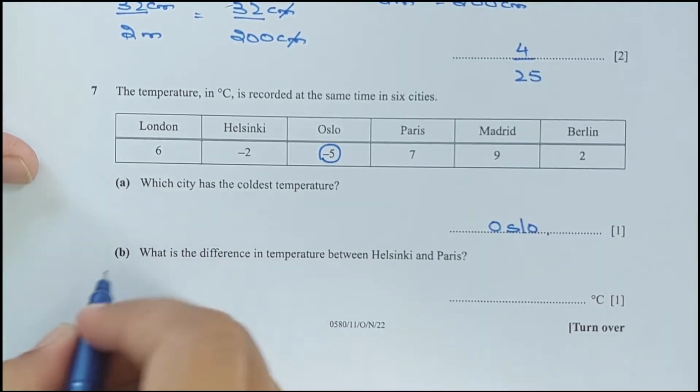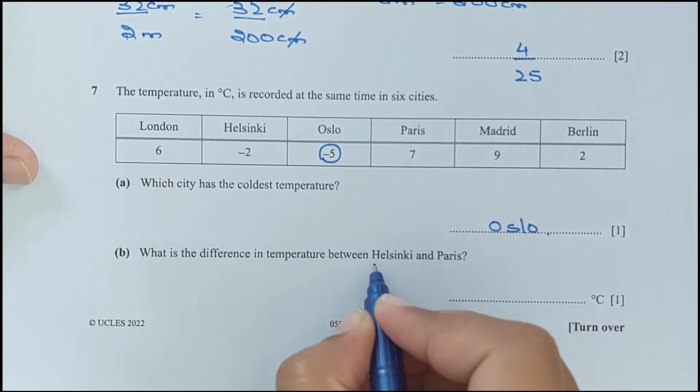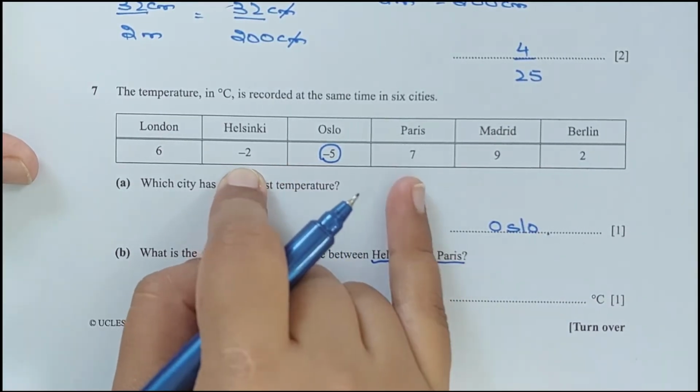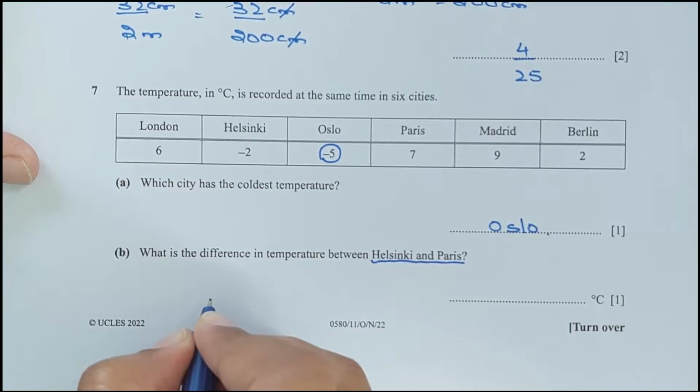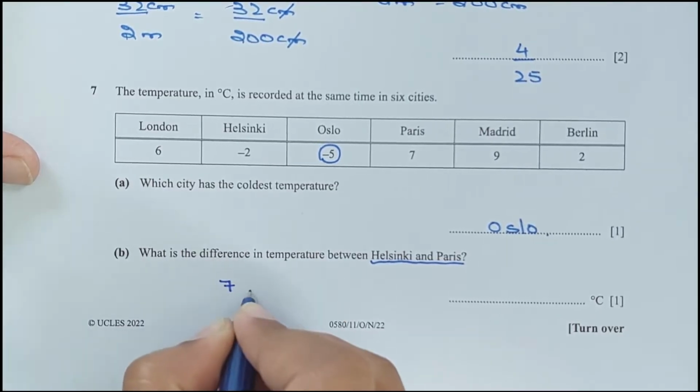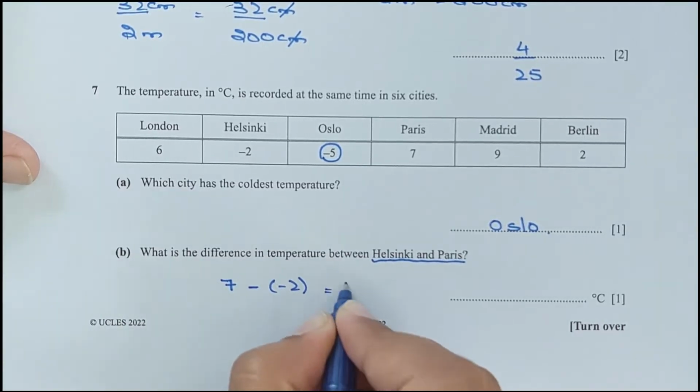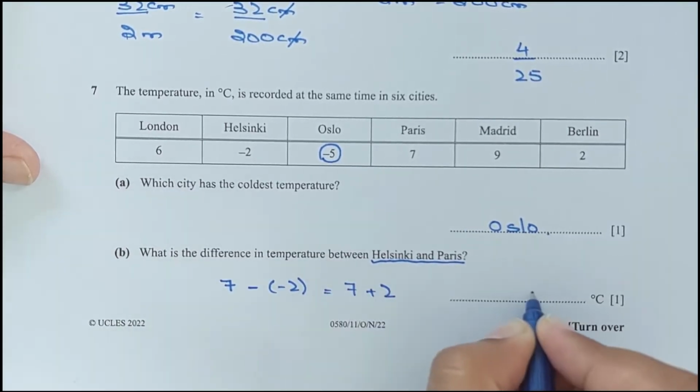Now for part B, what is the difference in temperature between Helsinki and Paris? Okay, Helsinki and Paris. The difference in temperature, which is 7 for Paris, -2 for the other one. So we have 7 plus 2, which is 9 degrees.